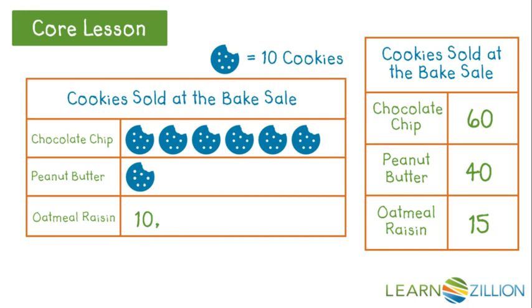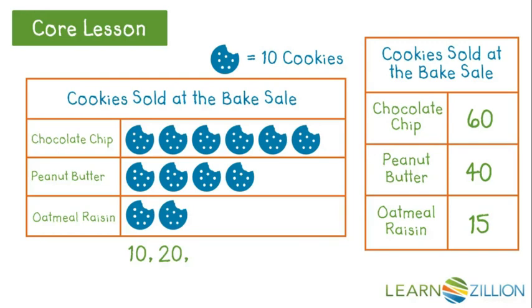Next, we want to show that 40 peanut butter cookies were sold, so we start adding pictures to the line labeled peanut butter. Here we've got 10, 20, 30, 40, 40 peanut butter cookies. To complete our graph, we need to fill in pictures to show that 15 oatmeal raisin cookies were sold. Here we have 10, oh no, this shows 20 cookies were sold, but we know only 15 were sold.